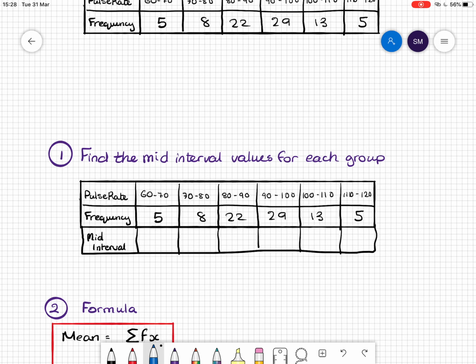So the mid-interval value will be the average of that. So the average of 60 and 70. So we would go 60 plus 70 and divide that by 2, which should give us 65. And the same for the rest of the way along. So it would be 70 plus 80 divided by 2, which would give us 75, 85, 95, 105, and 115.